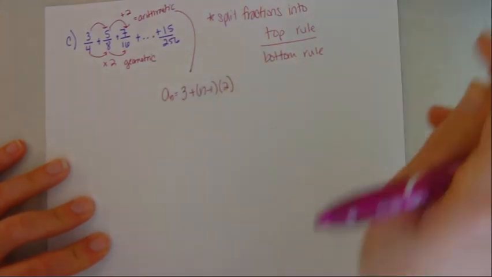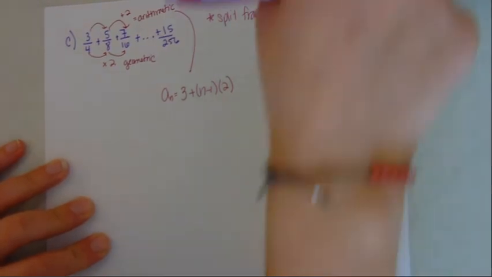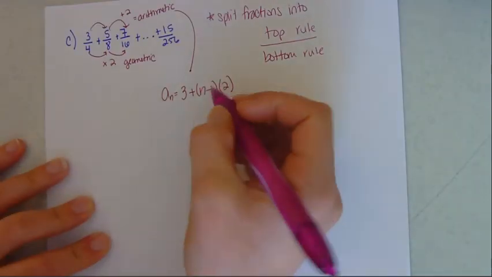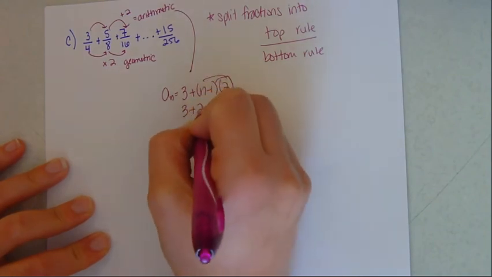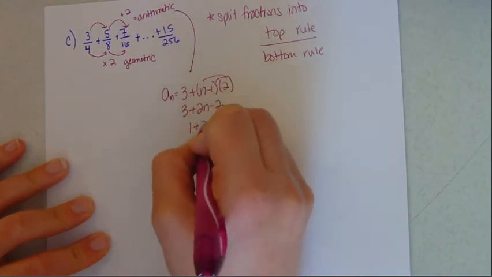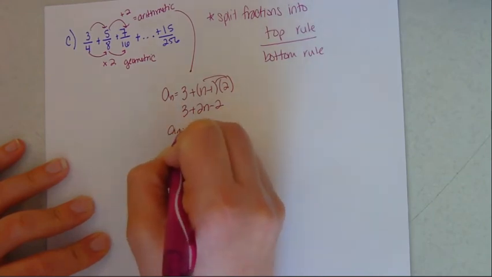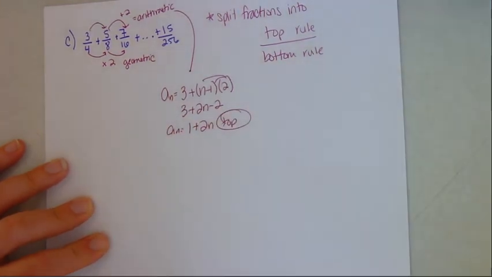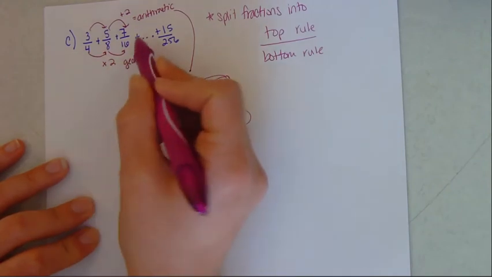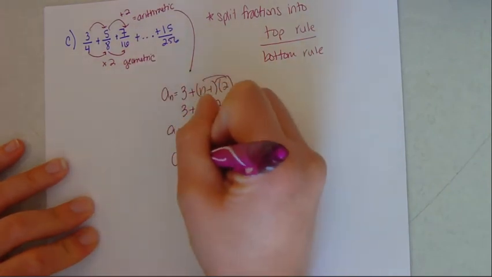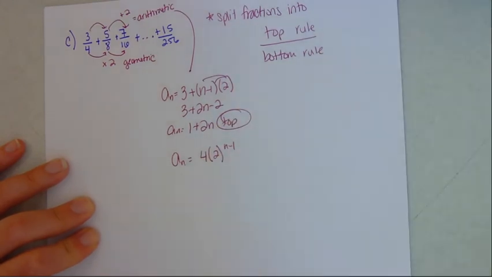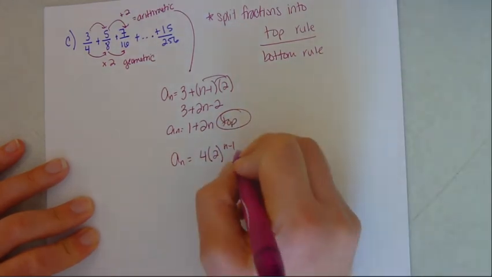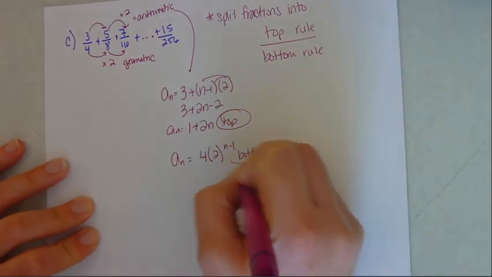Remember that we want to simplify that. Okay, so we're going to simplify this. So 3 plus 2n minus 2 is going to be 1 plus 2n. So that's my rule for the top. That's that arithmetic rule for the top. Now the geometric rule, remember you're going to just go a sub n equals a1 times that ratio to the n minus 1 power. So there's that bottom rule.